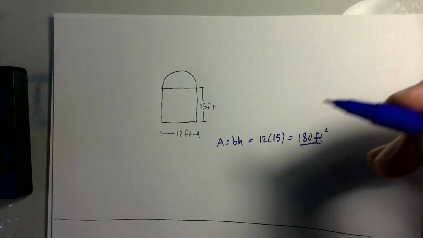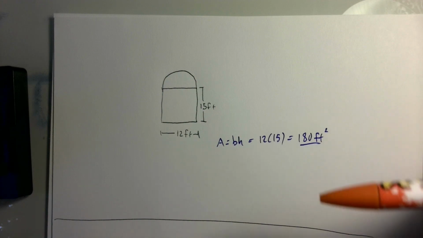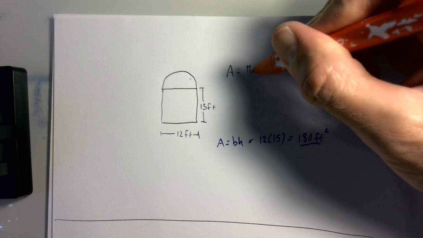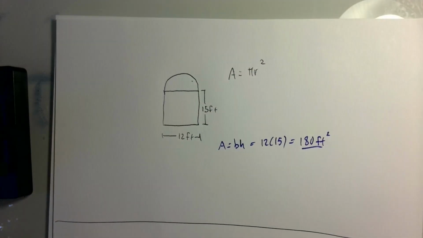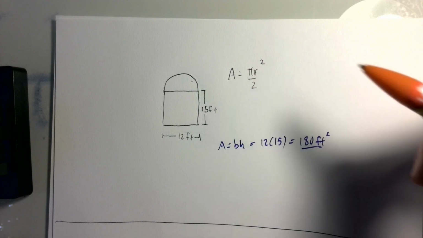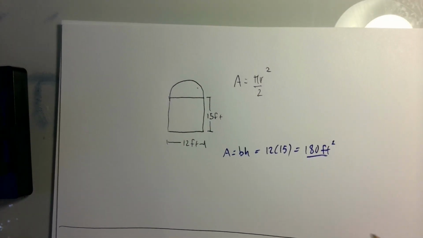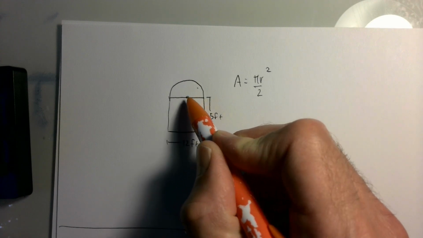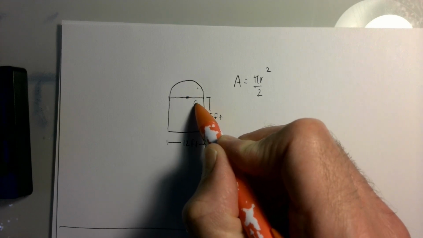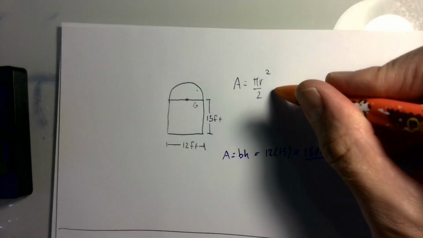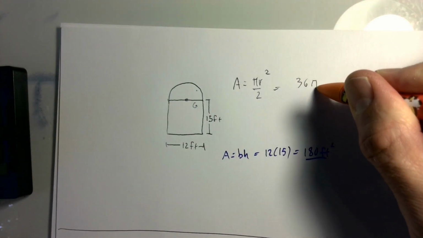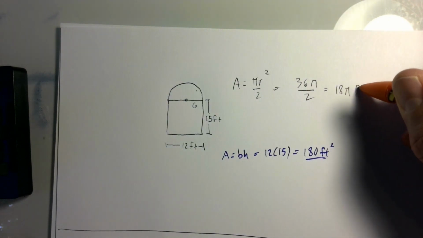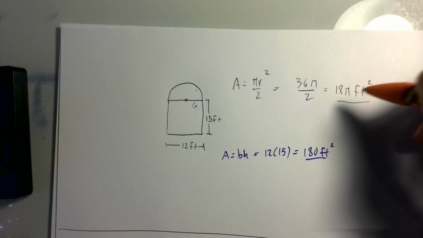Okay, not too bad. Next part though, we need to figure out the area of this semicircle. And area equals pi r squared for circles. And if I have a semicircle, I'm going to divide that by 2. I just need to know what's the radius on that one. Well, if this is a rectangle, opposite sides are congruent, which means this diameter is 12, so the radius will be 6. So when I plug that in, that's going to be 36 pi divided by 2, which reduces to 18 pi square feet.